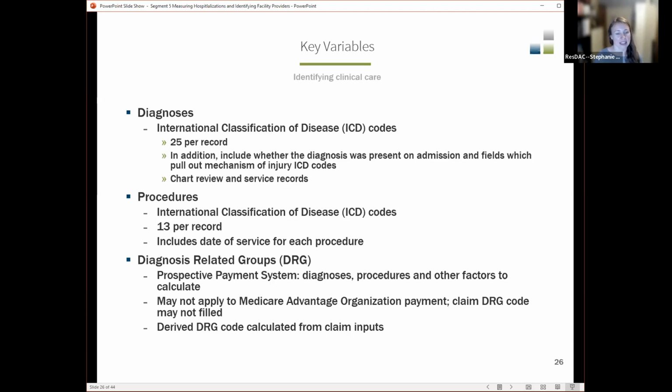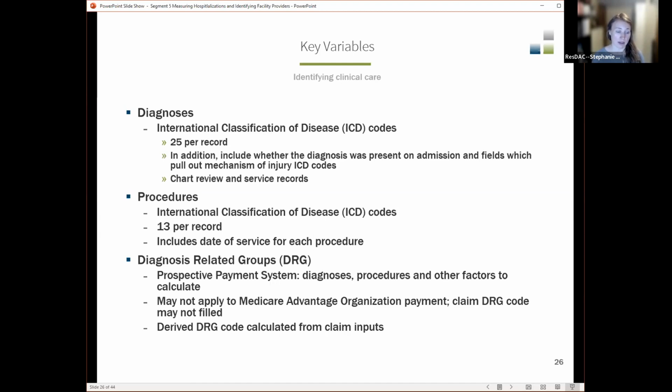Becky talked about this. The prospective payment system uses the diagnosis, procedures, and other factors to calculate. Medicare Advantage organizations have no obligation to pay under prospective payment or to use the same rules. They can pay their providers how they want. So the claim DRG, that's what was collected on the encounter, may not be filled.